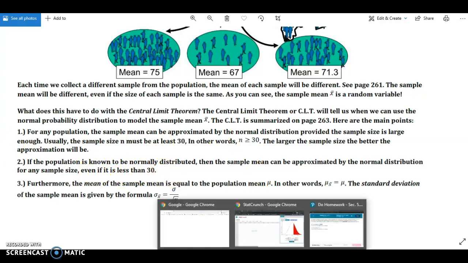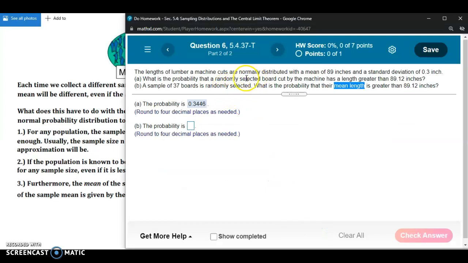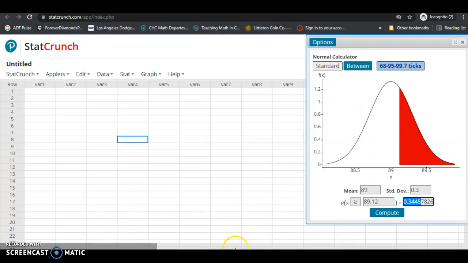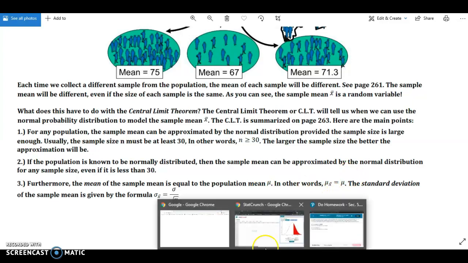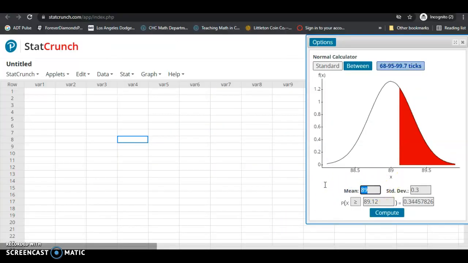If you read the problem carefully, it does say that the lengths of these lumber cut by the machine are normally distributed. So it doesn't really matter what the sample size is. If it's less than 30 or greater than 30, we can still apply the central limit theorem. In other words, we're going to use the normal distribution calculator in StatCrunch. But we need to know that the mean of the sample means is equal to the population mean. So the mean we put in here is not going to change. The mean of the sample means is equal to 89, the same as the population mean.